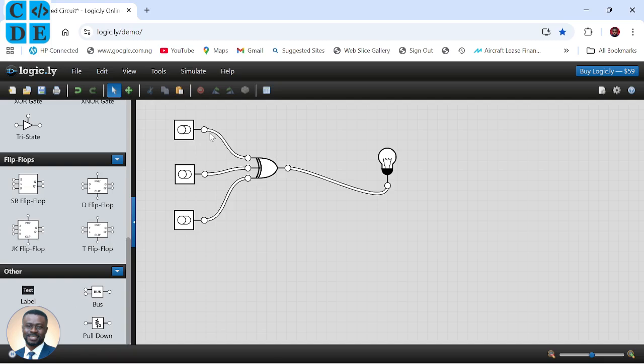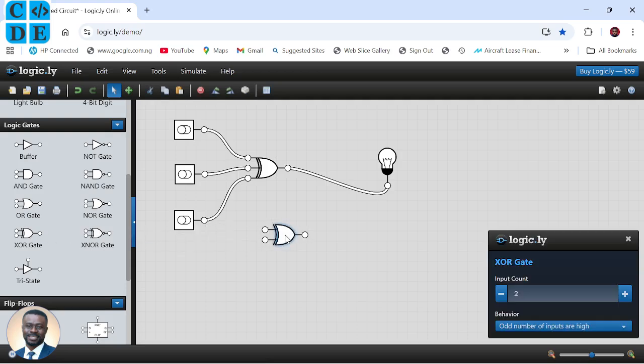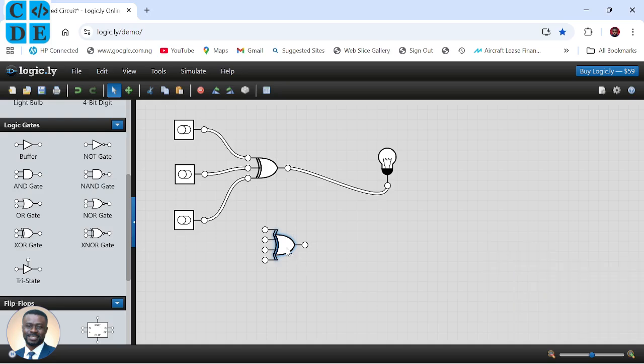So I have drawn this with three inputs. When you drag in logic gates that can take two or more inputs, for instance the exclusive OR gate, you have two inputs by default, but you can increase the number of inputs if you want. Here we have three inputs, all of them 0 0 0, so they are all off. When they are all off, the output will be 0.